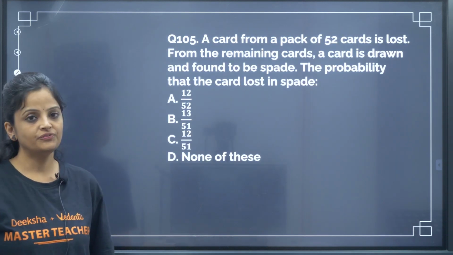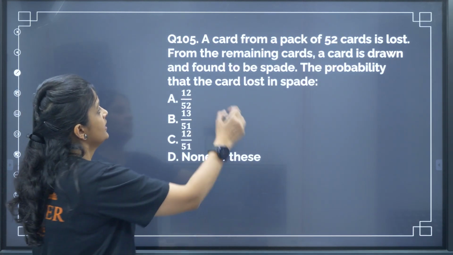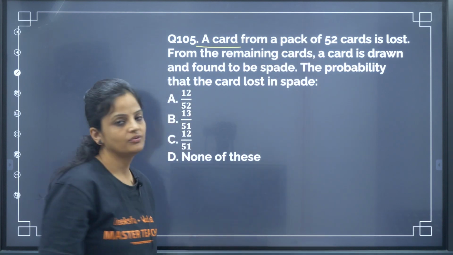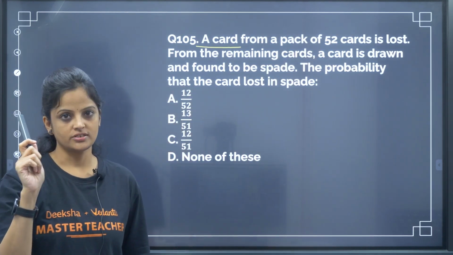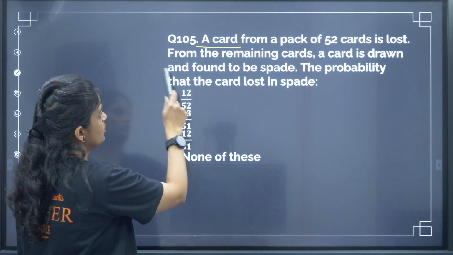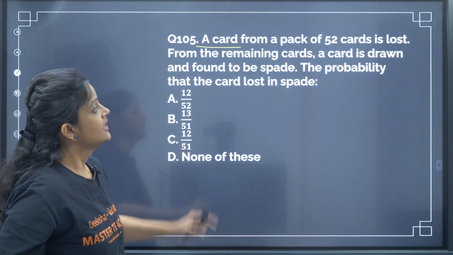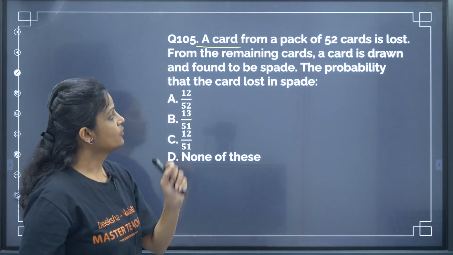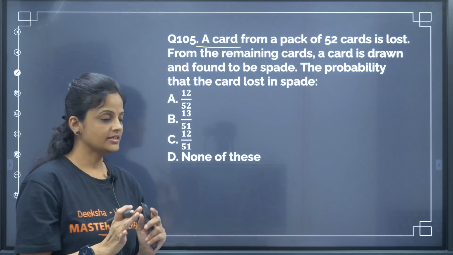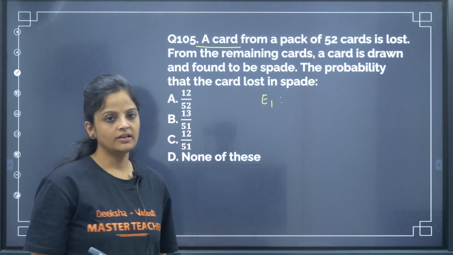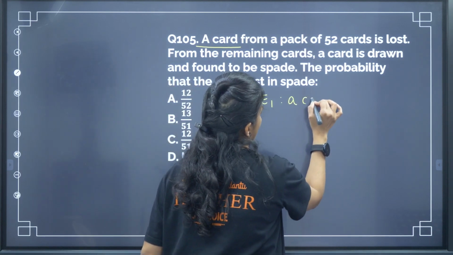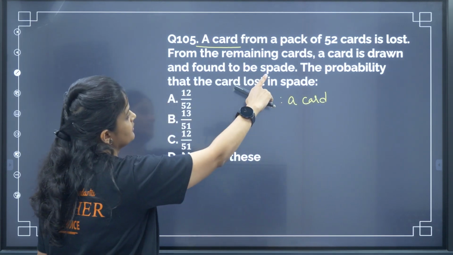Next, 105th question. A card from a pack of 52 cards is lost. One card is lost. From the remaining cards, a card is drawn and found to be a spade. So the card is a spade. Now go on writing the events. First event I am taking is a card. Wait, let me complete the question.